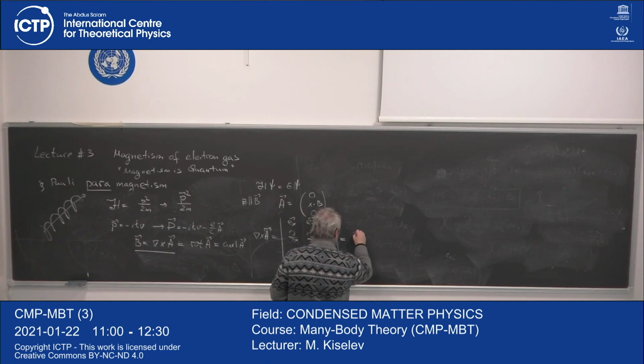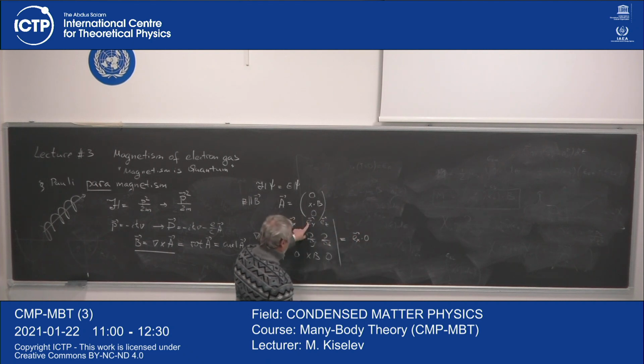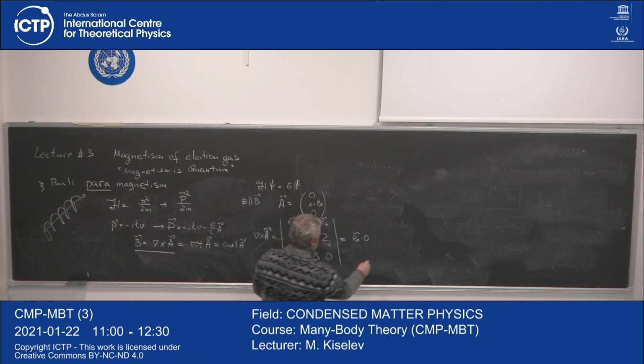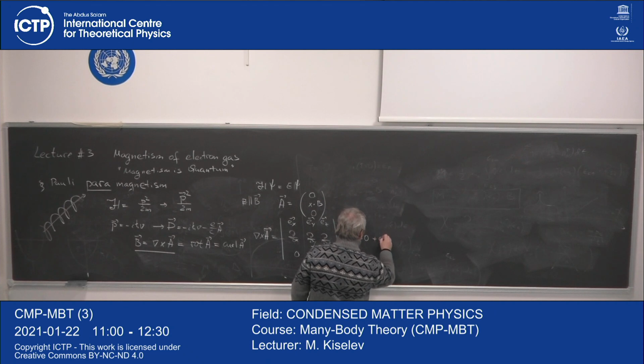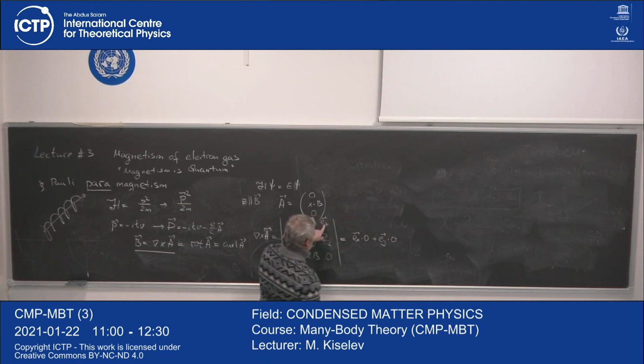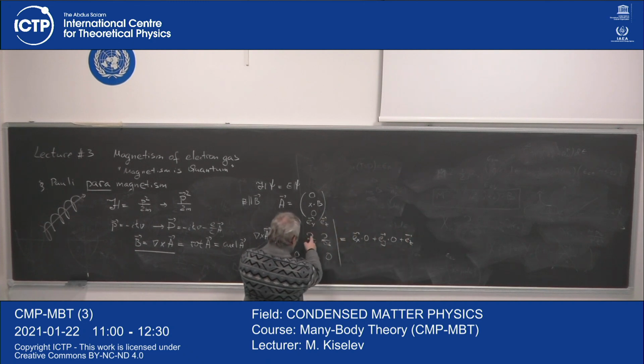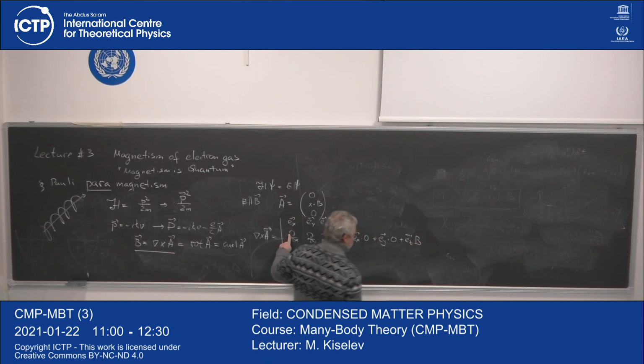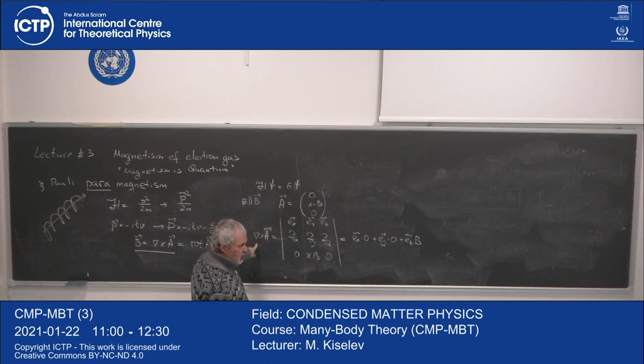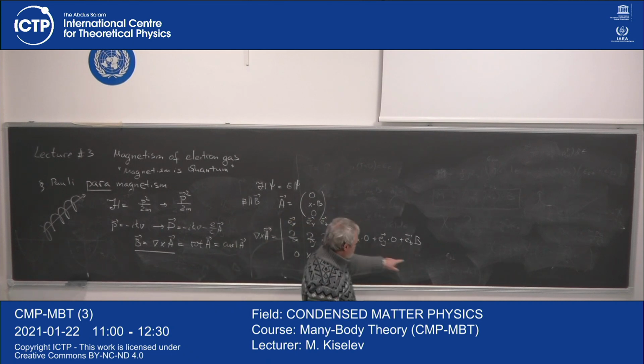So this is Ex times 0. Ey times this minor, d over dz, 0, d over dx, 0, plus Ey times 0. Plus Ez and then I have this minor, d over dx of xB, which is B, minus 0. So indeed, nabla cross A gives me the magnetic field.